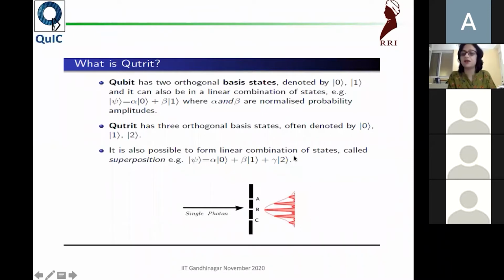As I was saying, it's a three-dimensional system. So instead of alpha 0 plus beta 1, which is your qubit, we have alpha 0 plus beta 1 plus gamma 2, say, where 0, 1, and 2 are the three basis states. And so now think about a single photon which is incident on a plane which has three apertures, okay? So the photon could go through either A or B or C. And because we don't know which one it is going through, it forms the superposition of alpha A plus beta B plus gamma C, which is a three-dimensional system.